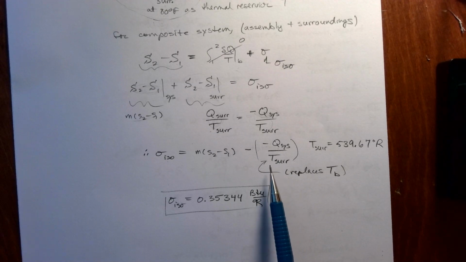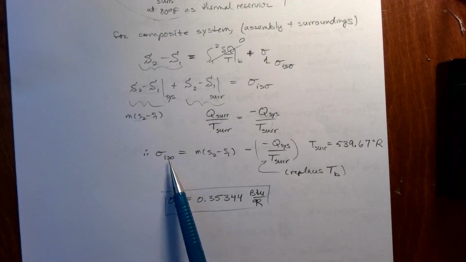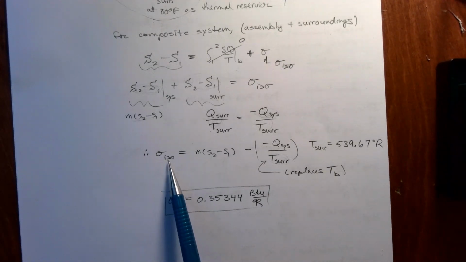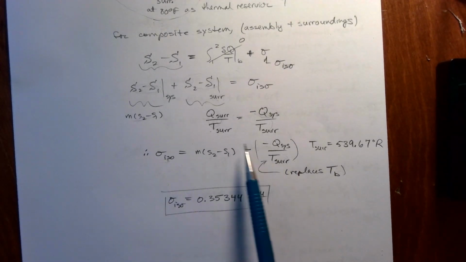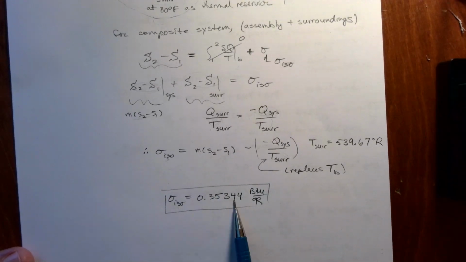So this looks just like the calculation we just made on the previous page. When we knew the boundary temperature, we had the temperature of the boundary here. But now we're going to replace that with the temperature of the surroundings, and now we are computing sigma isolated rather than sigma of the system itself. But sigma isolated still needs to be greater than or equal to 0 in order to have a theoretically possible process. Okay, so now if we recalculate this with the temperature of the surroundings here, this number is much larger.